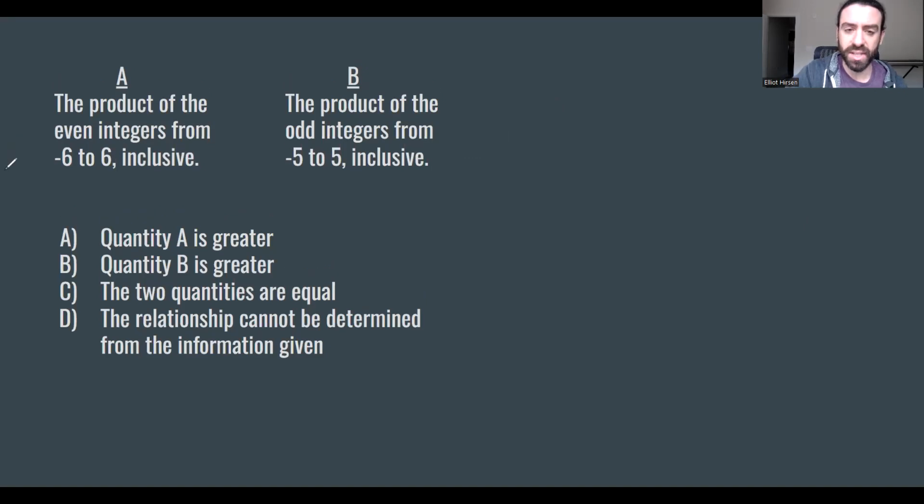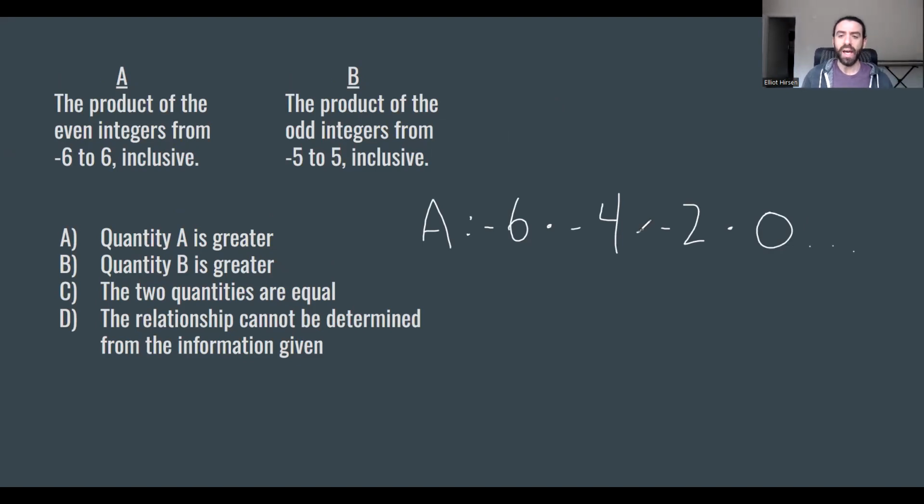We know that, for instance, for quantity A, as we said a second ago, we'd be talking about -6, and it says just the evens. So we're going to skip -5, and then -4, then -2, and then 0, okay? So we're not actually doing the multiplication. And once we get to 0, ooh, a light bulb going off. If I multiply by 0, what happens, folks? The product is 0, right? 0 times anything makes 0.